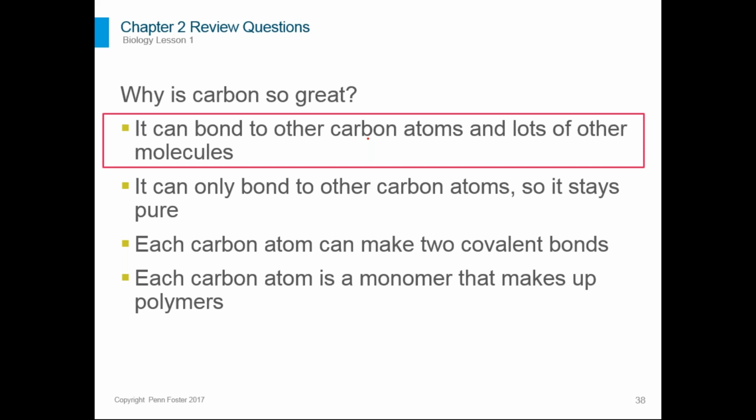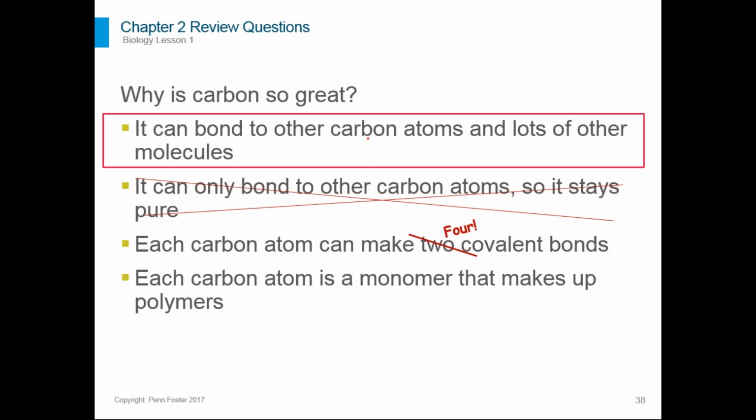So our next answer, it can only bond to other carbon atoms. That's just not true. It can bond to other things. The third one here, each carbon atom can make 2 covalent bonds. That is not true. It can make 4. So it's another reason that it's really useful for building big structures of living things. It can make lots of bonds, 4 different bonds for each atom.